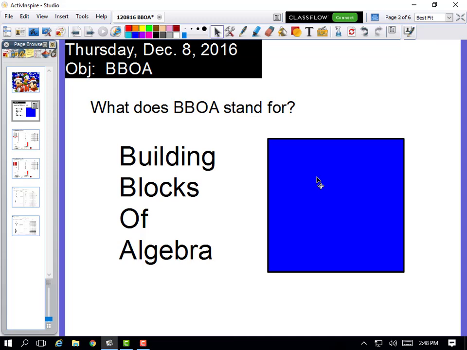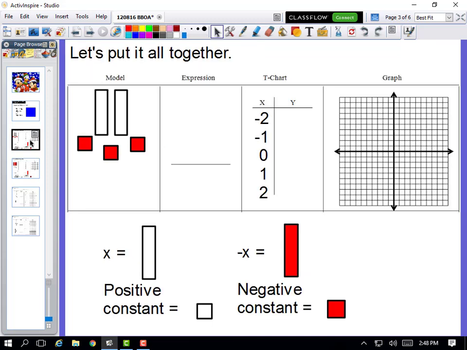So let's see if we can actually do one. So here is what I call BBOA, where we have a model, we have an expression that we're going to create from this model. We're going to then create a t-chart from this expression. We're then going to take each of these points and graph them on a coordinate grid.